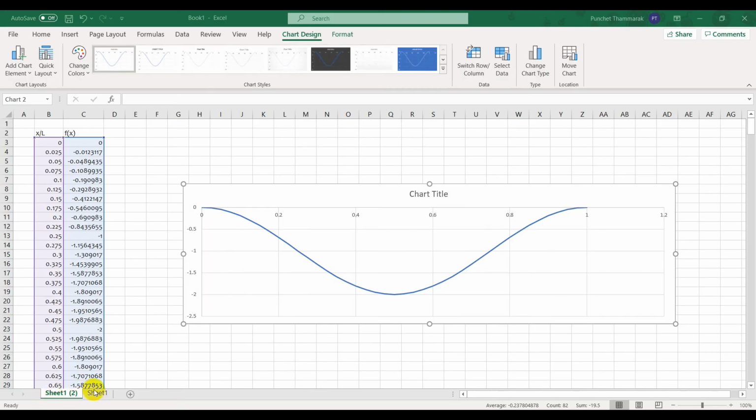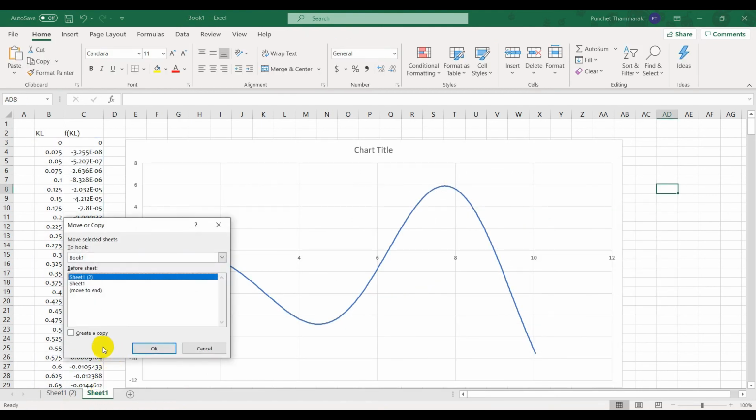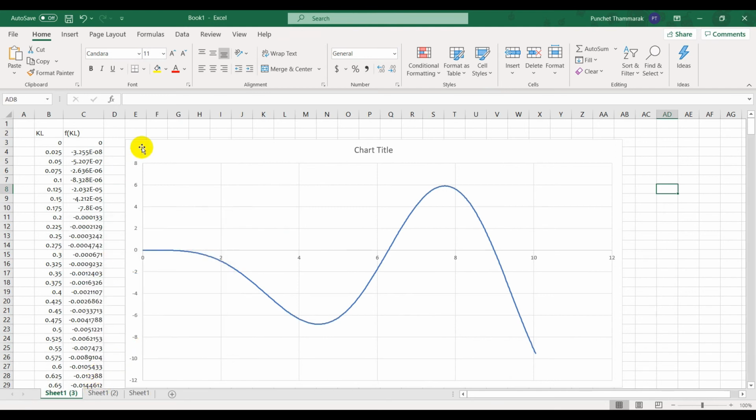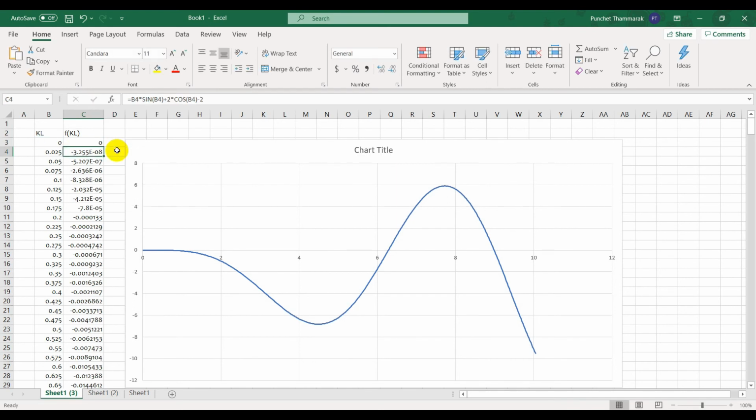All right, let's start over here then. We'll just copy this one, make another sheet. Maybe I do not have to delete it. So I change the function to be KL multiplied by cosine of KL, minus sine of KL.